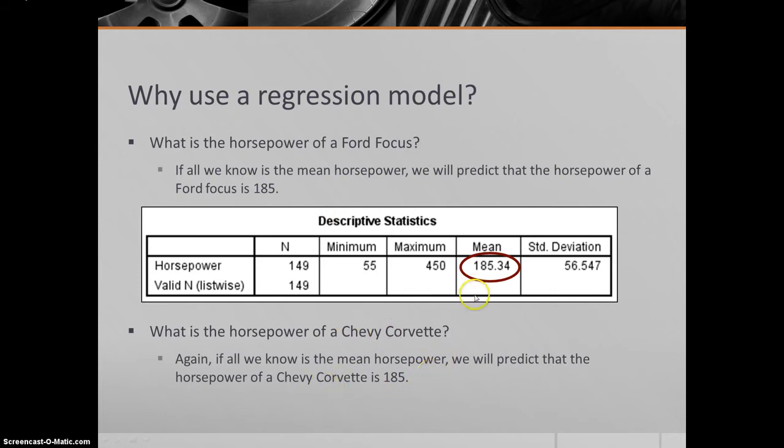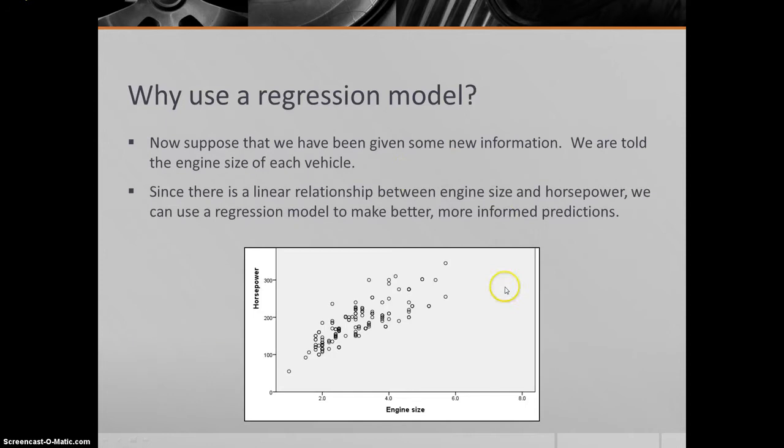So you can see without any additional information, our prediction is fairly limited. That's better than having no information. If we didn't know the mean, if you asked a kindergartner what they think the horsepower is of a Ford Focus, they might say 2 or a million. They have no idea. So having the mean gives us something, but not enough.